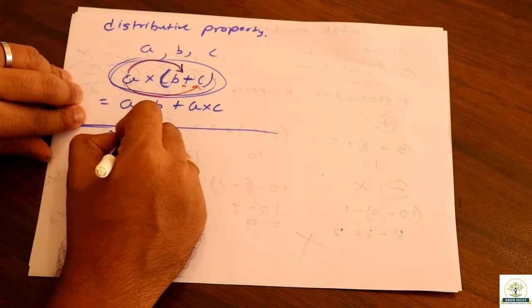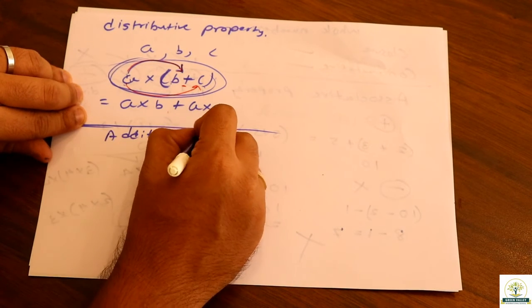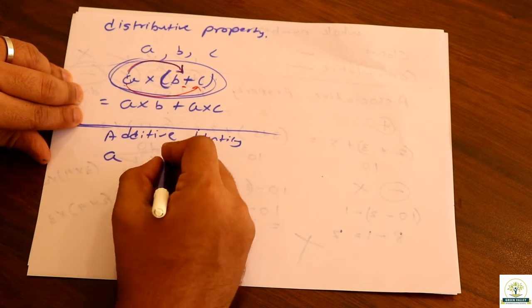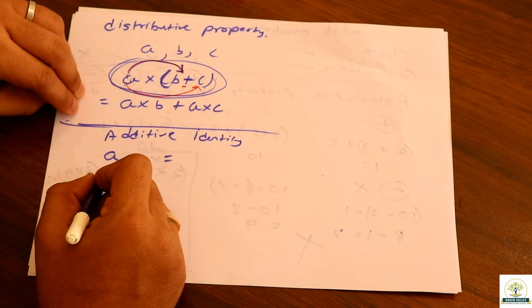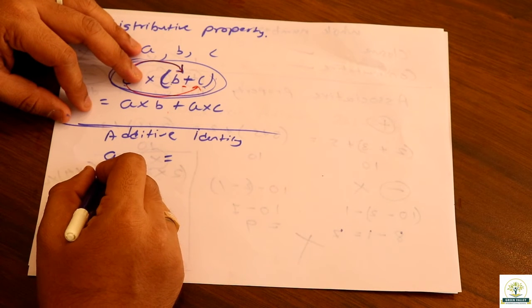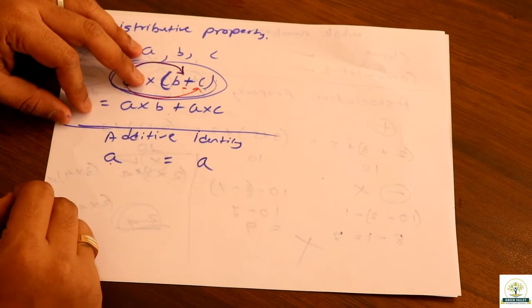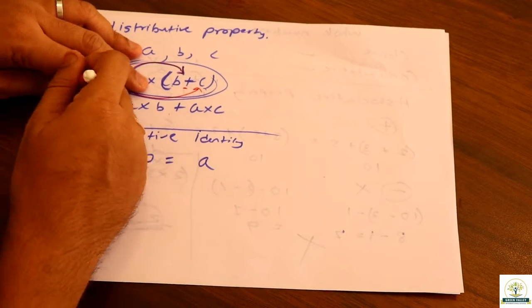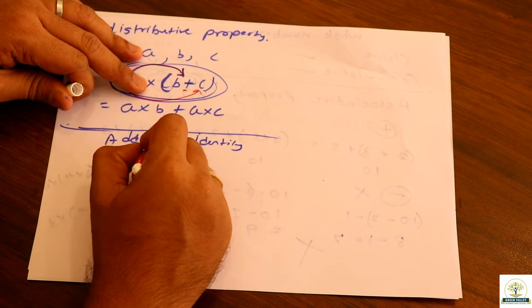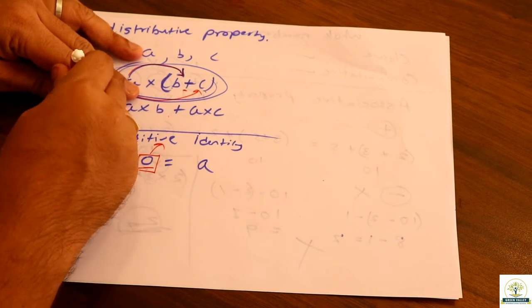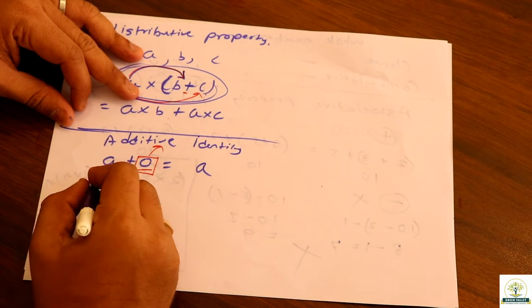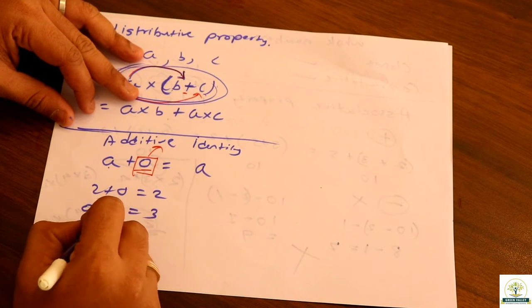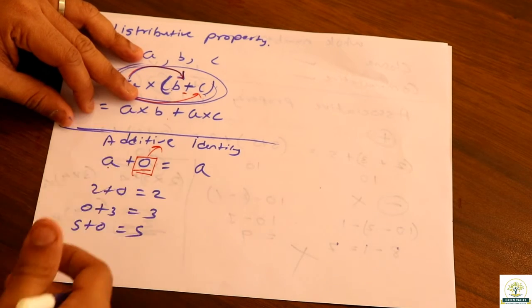Now let us learn about additive identity. Additive identity simply means the number to which if I add A, the answer will be A itself. So there is only one number, which is 0. So 0 is the additive identity for whole numbers. You can check: 2 plus 0 is 2, 0 plus 3 is 3, 5 plus 0 is 5 and so on. The list goes on and on.